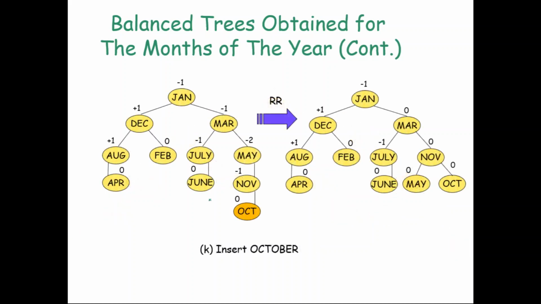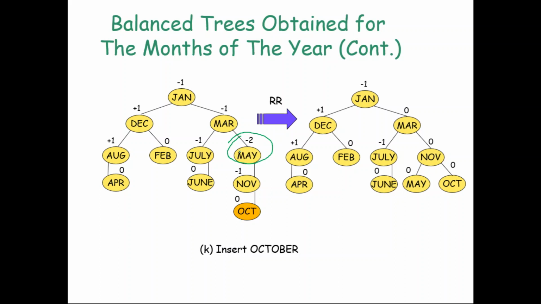If you add October, here you can see, after adding October, this node got disturbed. There is an imbalance at May. But what kind of imbalance is this? This is a right imbalance. November is the right child of May, and October is the right child of November. So it is simple. You have to right rotate.